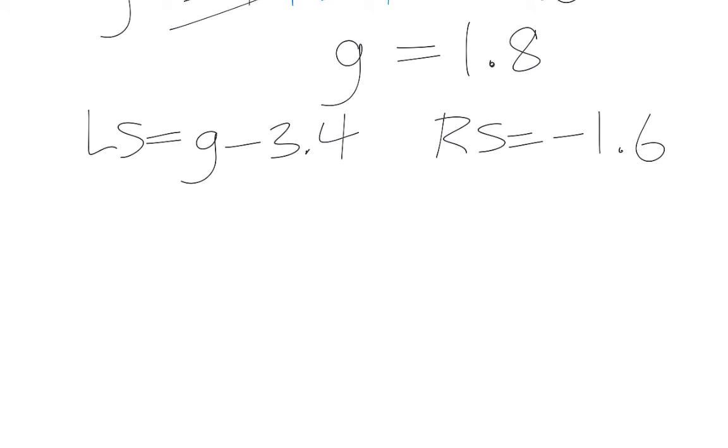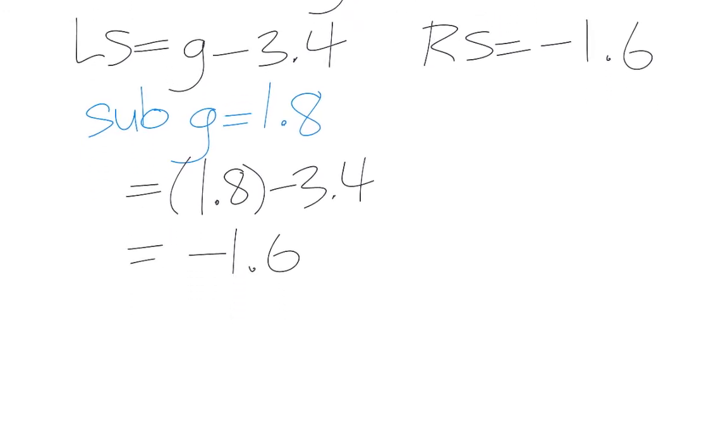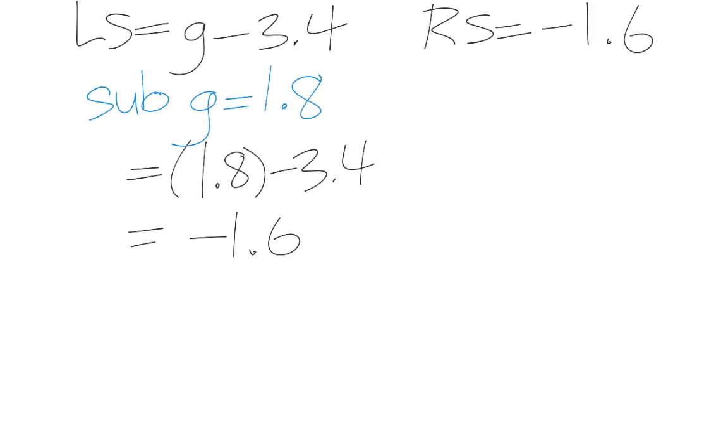I'm going to make a note of that. So instead of writing g, I'm going to write 1.8 in brackets. And 1.8 subtract 3.4 is negative 1.6. And as you can see, both the left side and right side of the equation are equal.